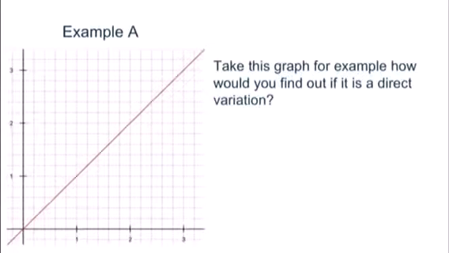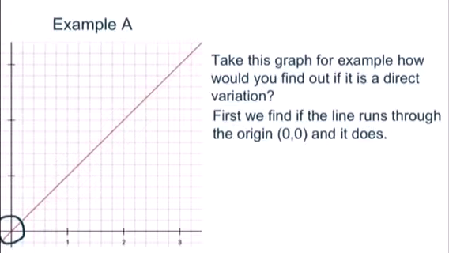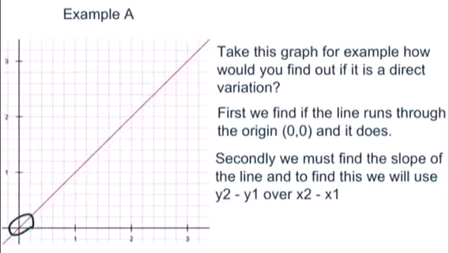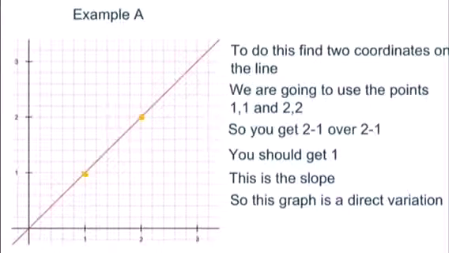Take this graph for example. How would you find out if it is a direct variation? First we find if the line runs through the origin (0, 0), and it does. Secondly, we must find the slope of the line, and to find this we will use y2 minus y1 over x2 minus x1. To do this, we find 2 coordinates on the line. We are going to use the points (1, 1) and (2, 2). So you get 2 minus 1 over 2 minus 1. You should get a slope of 1. So the graph is a direct variation.